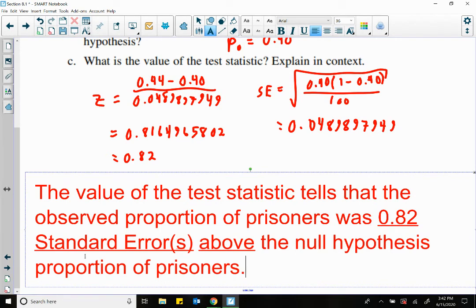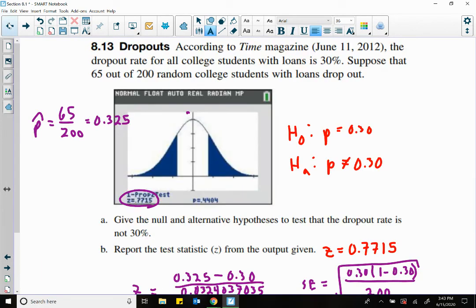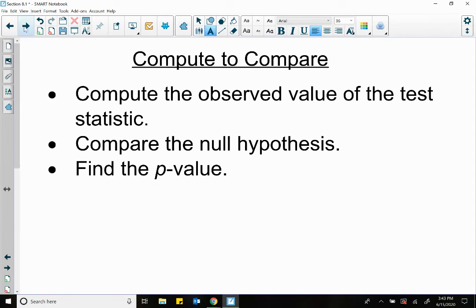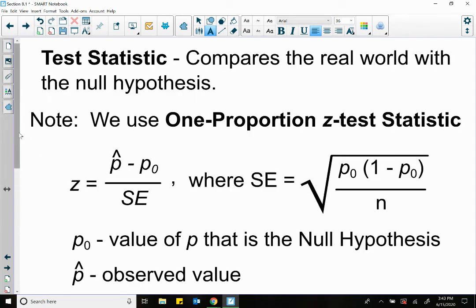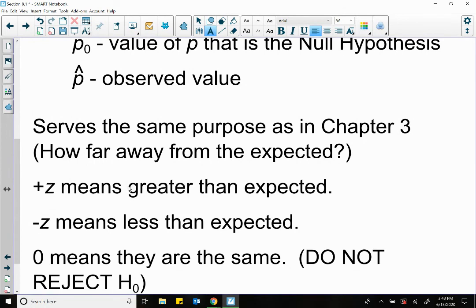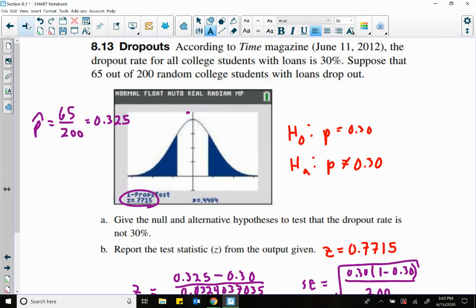Again, the first one is the number. This is a drop-down menu. The z-score is all about standard errors. Okay? And then is it above or below? If it's positive, it's above. If it's negative, it's below. Okay? Just like what we talked about over here. Positive z-score means we're greater than expected, above what we expected. Negative z-score means we are less than what we expected. Okay?